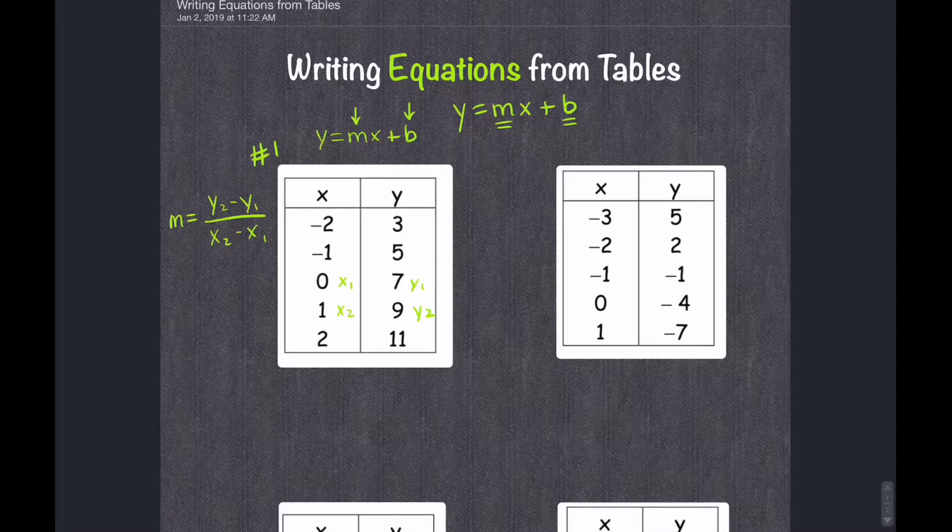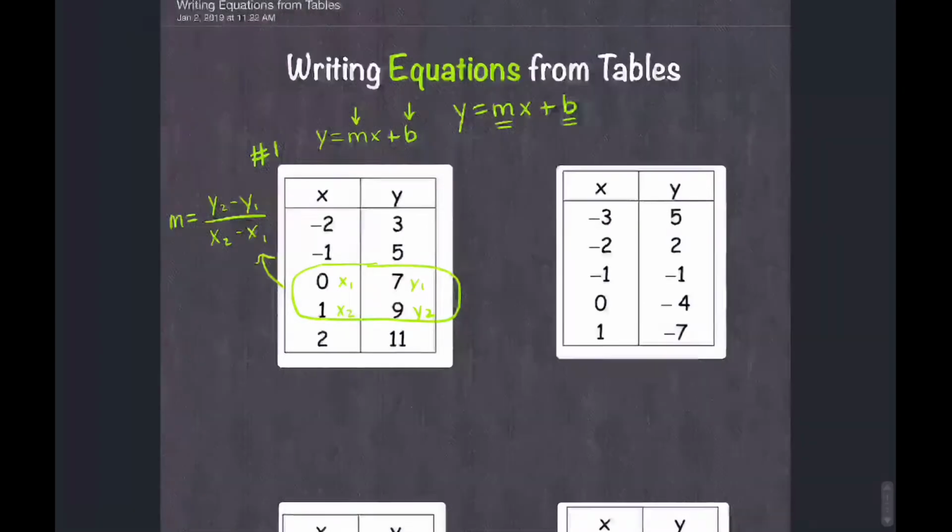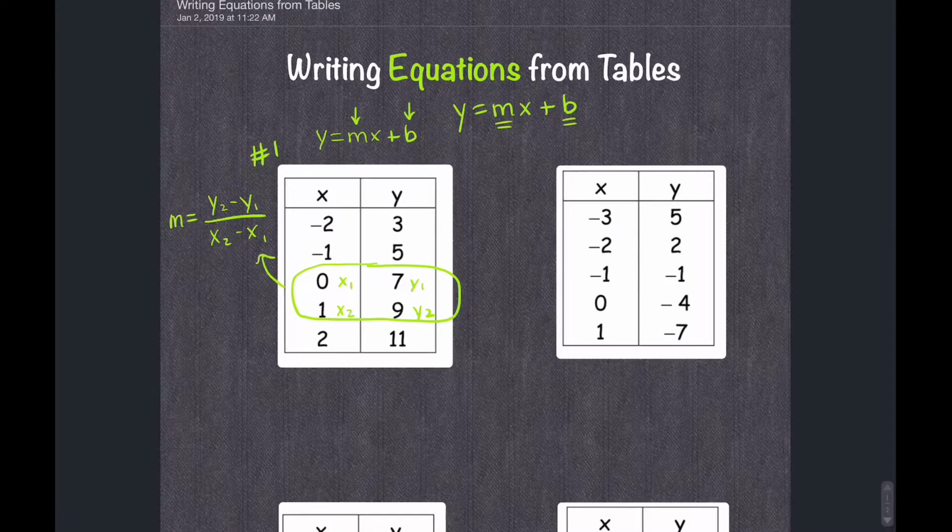And once I've chosen these values, it's just a matter of substituting them into the slope formula up there. So I'm going to do that now. m is equal to 9 minus 7 divided by 1 minus 0. And we get 2 over 1, which equals 2. So our slope is 2.